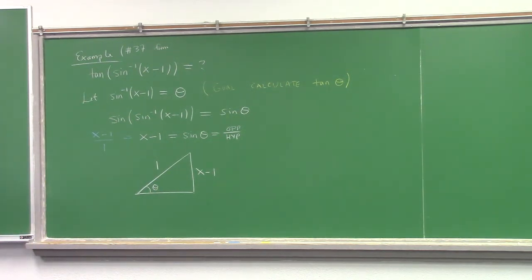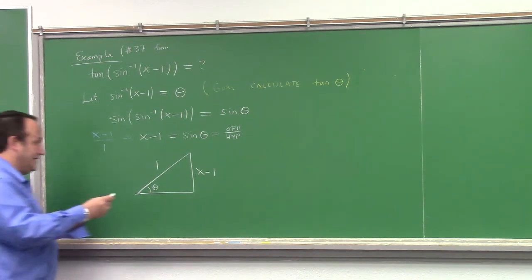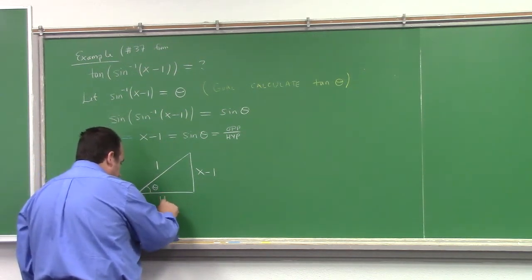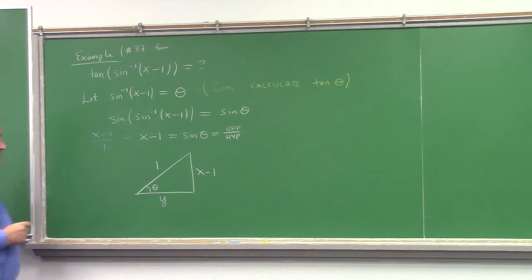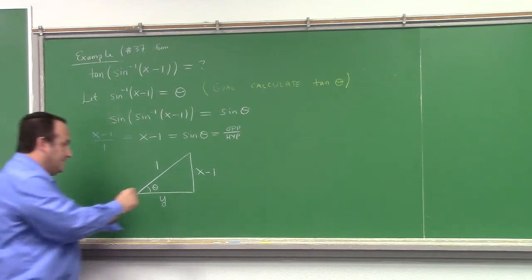Then how should we proceed? The tangent is the what? The opposite over the adjacent. Now we don't even know the adjacent yet, right? Let's give it a name. Let's call it y. We don't know what y is. However, what do we know? This is a right triangle. So how are y, x minus 1, and 1 related?